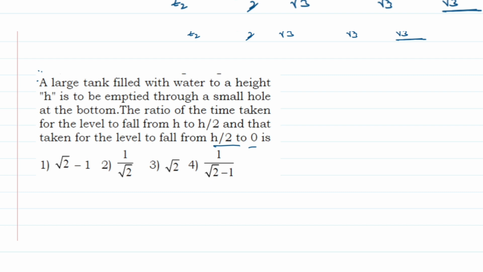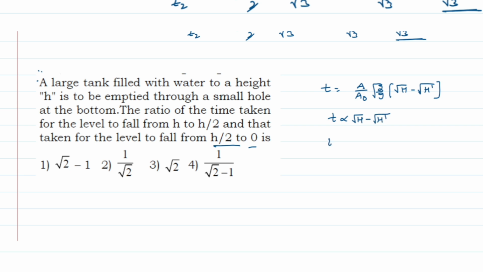Like the above question, students, the time to decrease the water level from one height to another height is T equals a by a naught into square root of 2 by g into root over h minus h dash. H dash means the decreased water level from the ground. Now you can substitute, then T is directly proportional to root H minus root H dash.